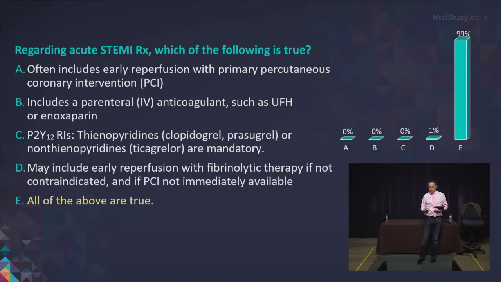So yes, all of the above are true. Now, the person that chose D, yes, absolutely, we will do fibrinolytic therapy if PCI is not immediately available, particularly if we can't get it within 120 minutes. But these other things are also true. PCI is often the way to go. IV anticoagulant, yes, is required. And the P2Y12 receptor inhibitors, yes, are mandatory.